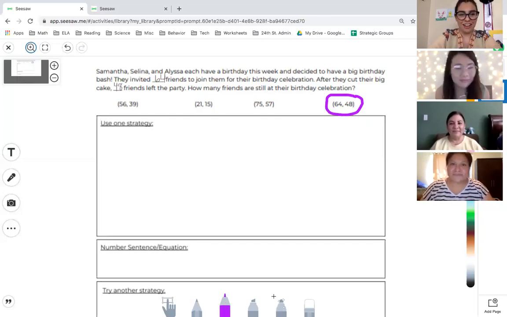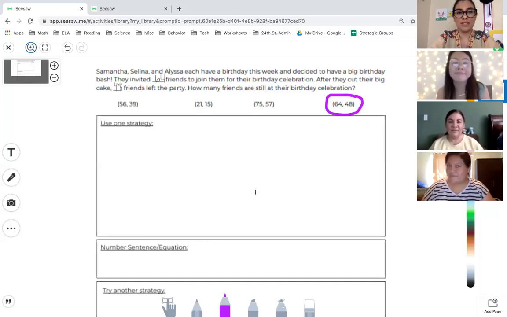Thank you. All right. Now we're going to do our last read where we put all of the information together and ask ourselves, what are we being asked to solve? Samantha, Selena, and Alyssa each had a birthday this week and decided to have a big birthday bash. They invited 64 friends to join them for their birthday celebration. After they cut their big cake, 48 friends left the party. How many friends are still at their birthday celebration?